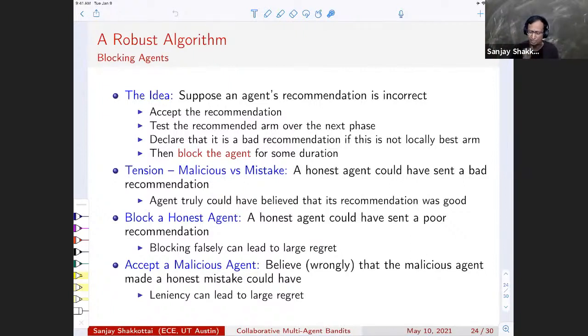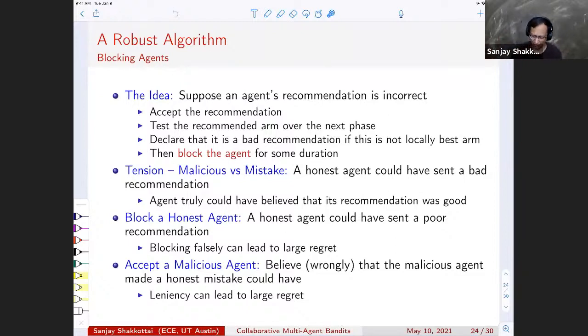The tension here is malicious versus a mistake. If an honest agent sent a bad recommendation simply because it did not have the best arm in its pool, and this is expected early on in the gossip phase, very early on most people will not have the best arm. So any recommendation they are sending is likely to be a bad recommendation because it's only locally best and not a globally best recommendation, at least early on in time. You don't want to penalize such an agent, because if you do, it's going to hurt you because you are slowing down the spread of gossip. You could just lock out everybody, and then you're stuck trying to figure everything out yourself, because you're being too harsh on your community.